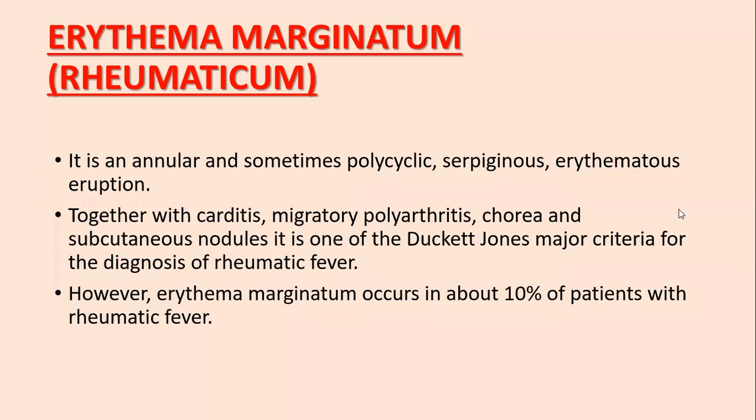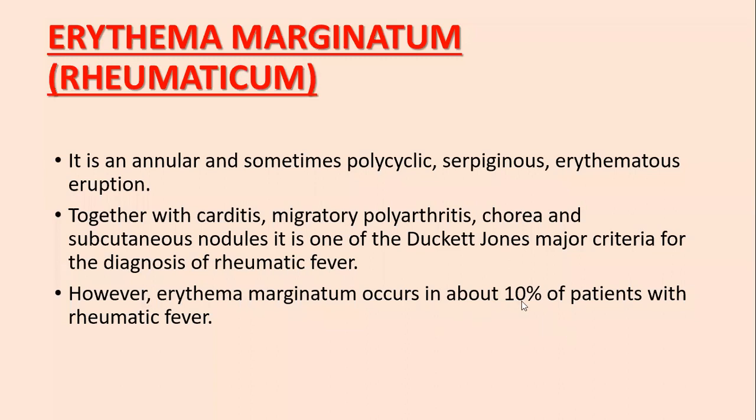Then comes the next disease, the fourth one. It is erythema marginatum, also called erythema marginatum rheumaticum. It is an annular and sometimes polycyclic serpiginous eruption and mainly seen in rheumatic fever. So together with carditis, migratory polyarthritis, chorea and subcutaneous nodule, it is one of the Duckett-Jones major criteria for the diagnosis of rheumatic fever. It comes in the major criteria.